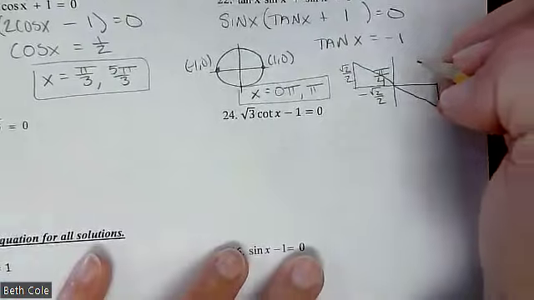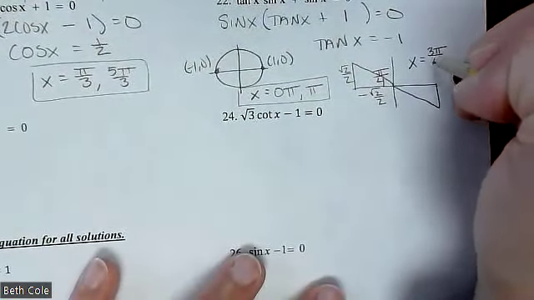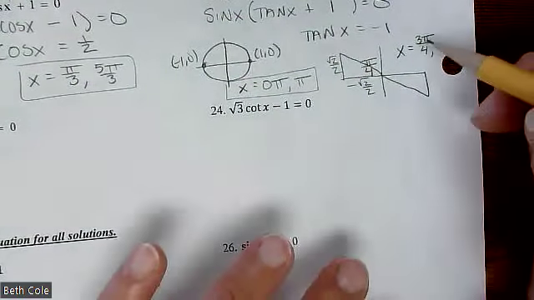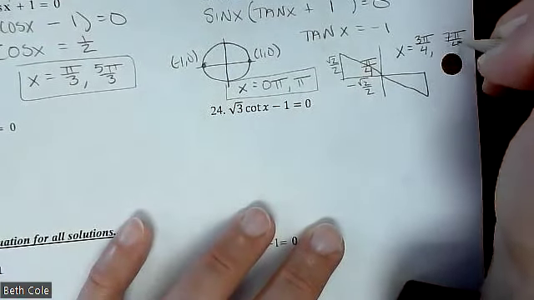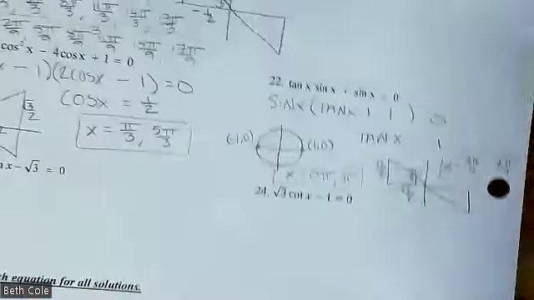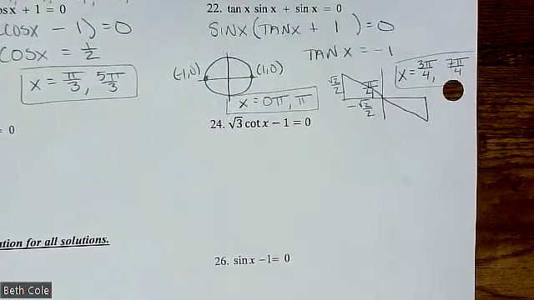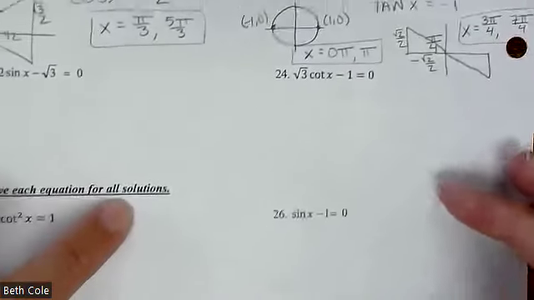So 2 answers for that. In the second quadrant, that would be 3 pi over 4. And then in the 4th quadrant, 7 pi over 4, good. So how many total answers did we get for that question? 4, because we got 2 here and 2 here. Good. All right, let's come down to the ones that say solve for all solutions.